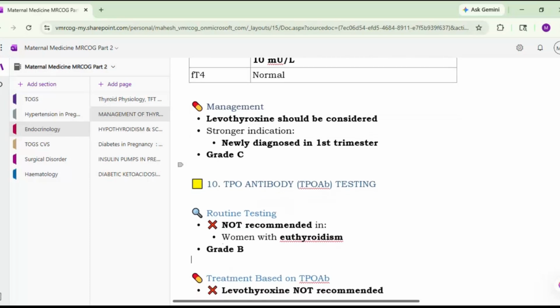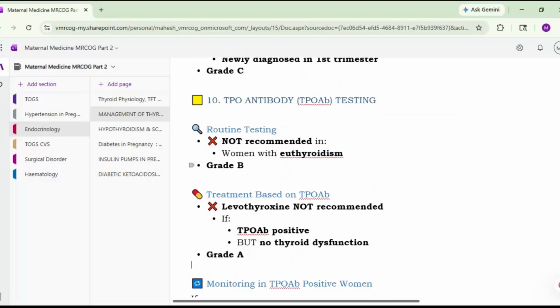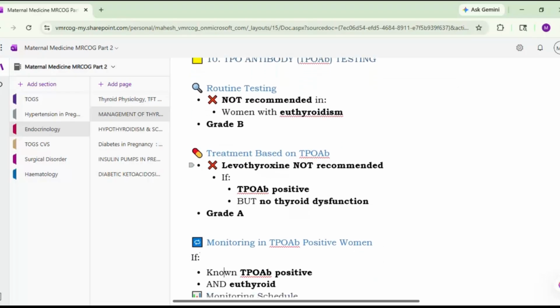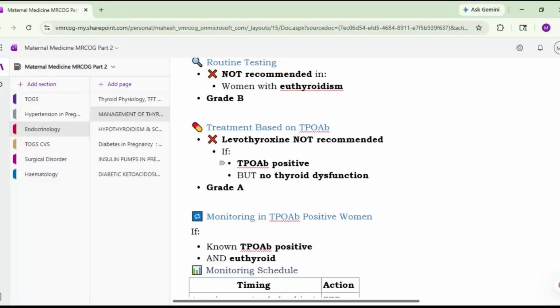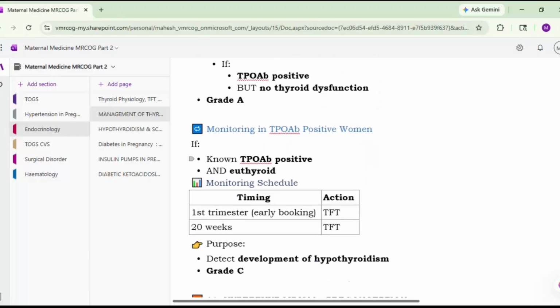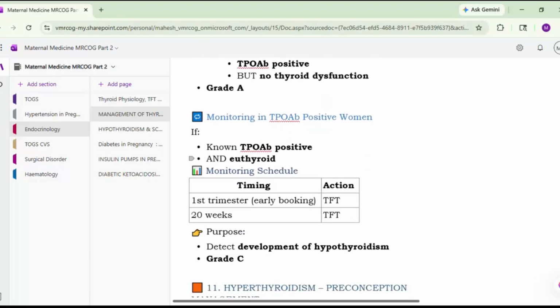Then next, about the TPO antibody. Do not routinely test the TPO antibodies when the woman is euthyroid. If the lady is euthyroid, we will not go ahead with the testing with the thyroid antibodies. So treatment based on thyroid antibody, levothyroxine is not recommended. Only presence of TPO antibody, don't. If she is euthyroid and TPO antibody is positive, there is no need to treat. If TPO antibody is positive, but the patient is having no thyroid dysfunction, don't treat.